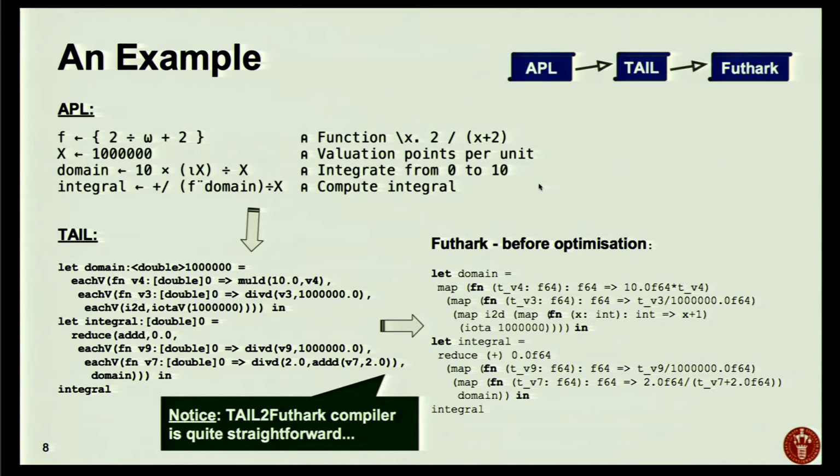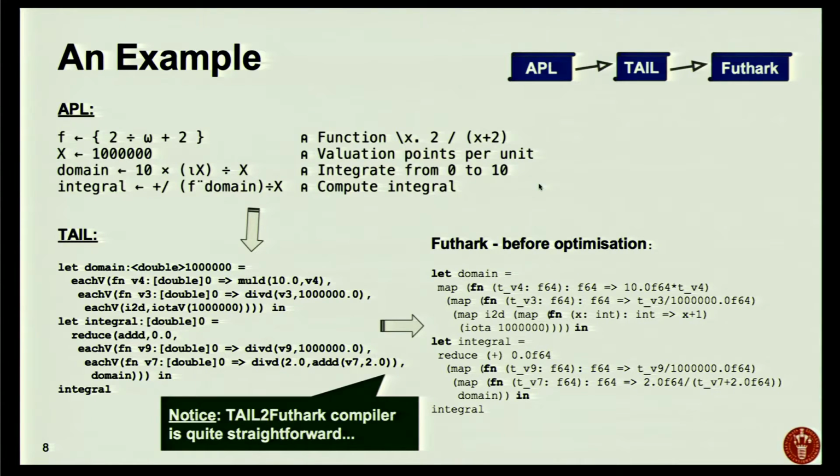Okay, so here's an example of compiling all the way. This is a simple integral in APL, compiling first into TAIL. It looks like this when it's pretty printed a little bit. And then we can translate that into Futhark. One can say it's not really that much of a difference here. There's somewhat of a difference in the way you map over things. I won't go into that here, but you can see that, for this case at least, it's quite straightforward for the compiler to translate that into Futhark.